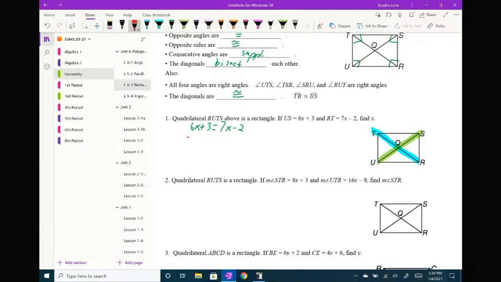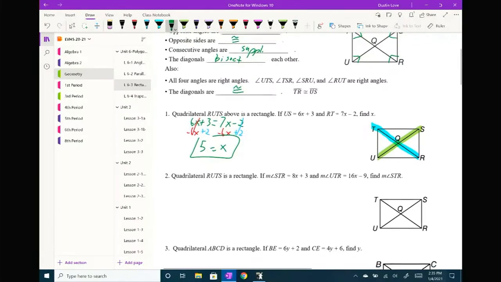All right, let's go ahead and collect things on the same side, get rid of those x's. We're going to get rid of this 2. And that is going to leave me with 7x minus 6x is just x. And then 3 plus 2 is 5. So 5 is equal to x.